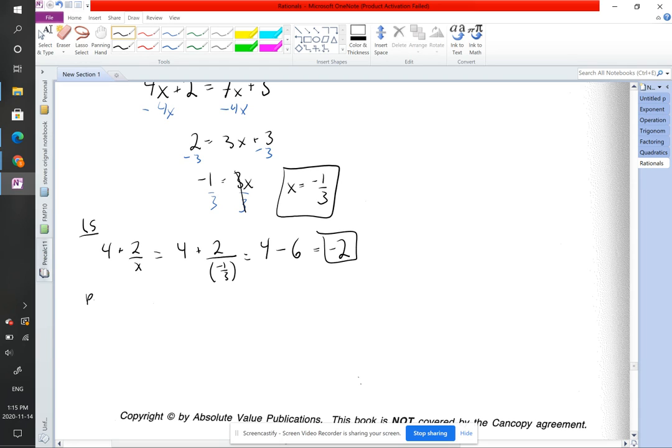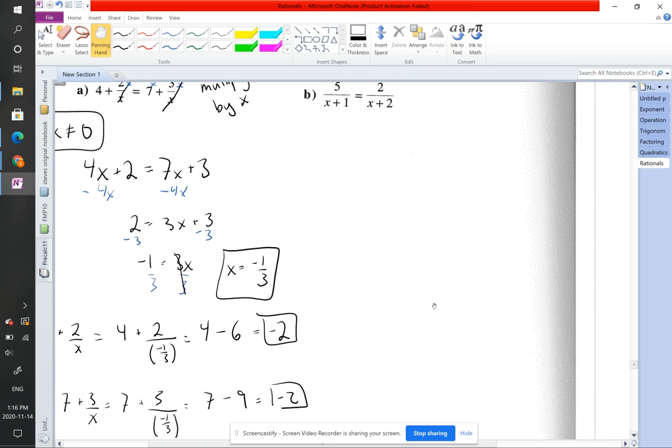And then you can do the same thing on the right side. So it's going to be 7 plus 3 over x. So 7 plus 3 over negative 1/3. And then we are going to get 7 minus 9, which is negative 2. So you can see that the left side is equal to the right side. So that solution works. So you should be able to check every one of these to see if they work, if you want to, which I would recommend if you want to know you got the right answer.